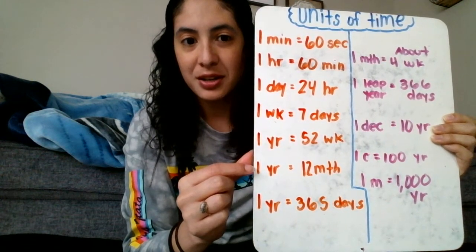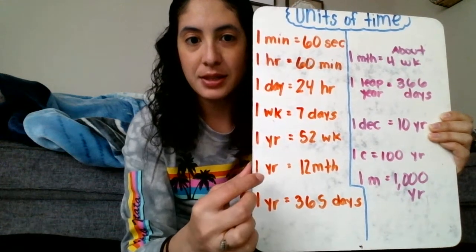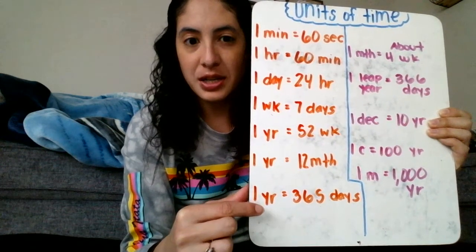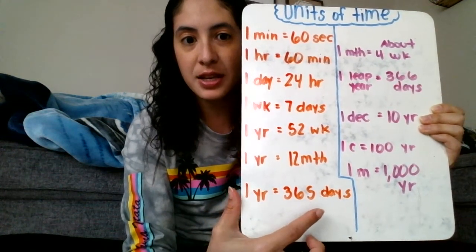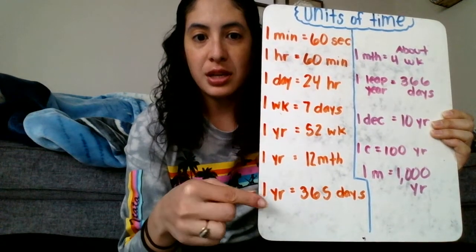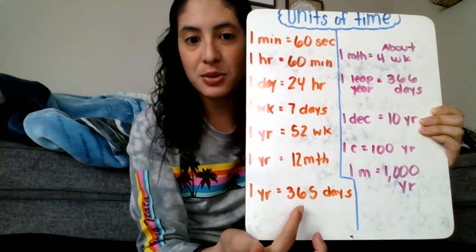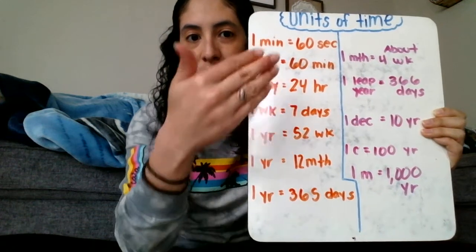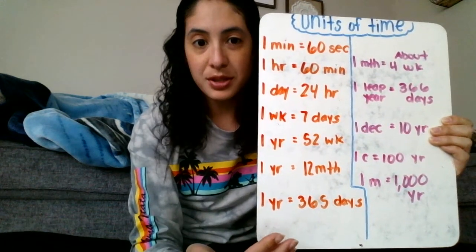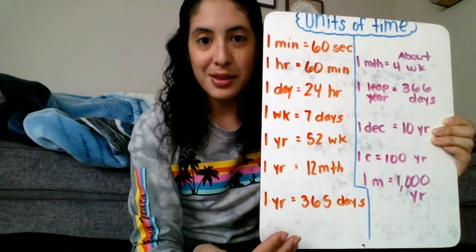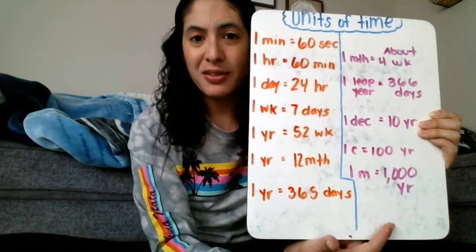1 year is also equal to 12 months, and 1 year is also equal to 365 days. So the year, I gave it to you in weeks, I gave it to you in months, and I gave it to you in days. Okay, so these, the orange ones, are going to be the most common ones that you use. Okay, and then maybe on your test or your quick check, you might get one of these funky ones.